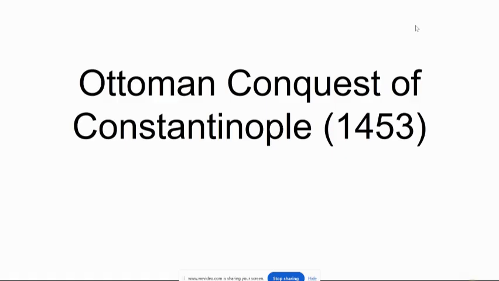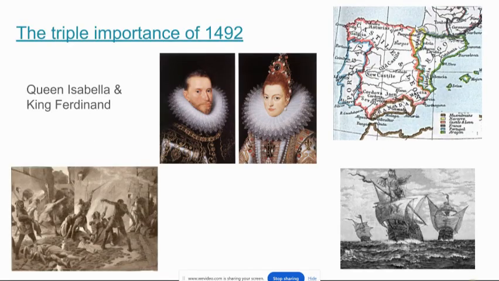Okay, we saw in the previous part the role of the Ottoman conquest of Constantinople in 1453, leading Europeans to search out other trade routes to the wealthy areas of Asia. Okay, now Spain really comes into the story in 1492. And there are a few reasons why 1492 is such an important year.